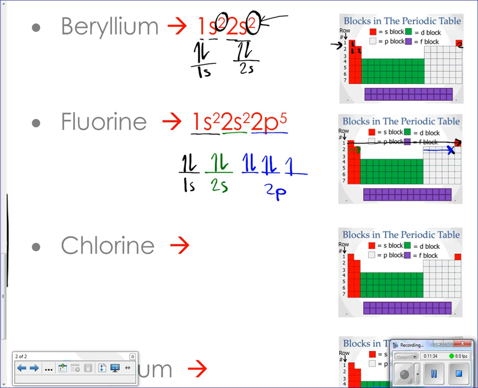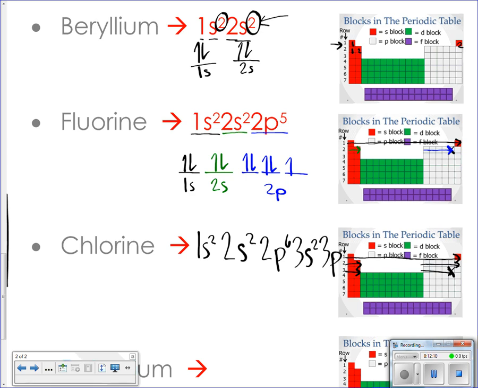Chlorine is located just underneath fluorine, right there on the periodic table. So if we start to read across, we'll have 1s2, 2s2, 2p6, 3s2, 3p, 1, 2, 3, 4, 5.